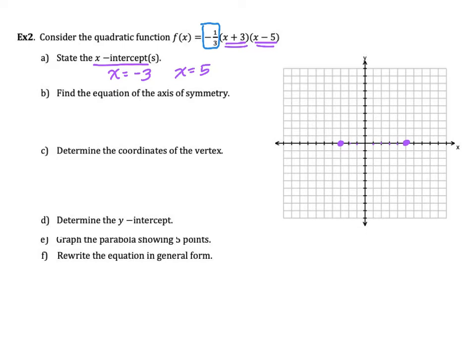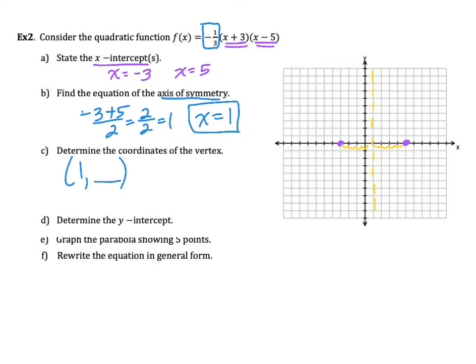Now, how would I find the axis of symmetry? I would do that by taking the average of the 2 x-intercepts. Remember, your axis of symmetry has to be right smack in the middle. You can count blocks, 1, 2, 3, 4, 1, 2, 3, 4, or we can just say negative 3 plus 5 divided by 2 equals 2 divided by 2 equals 1. So my axis of symmetry is 1. That means my vertex is going to be some number, right? So your axis of symmetry also is the same x value as the vertex.